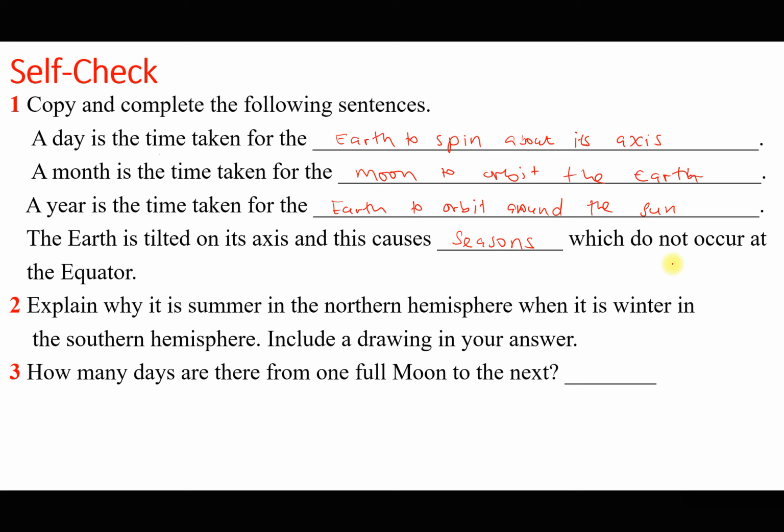Seasons do not occur at the equator, because at the equator we said the sun rays are incident onto the earth at the same angles. Explain why it is summer in the northern hemisphere when it is winter in the southern hemisphere. Of course, here you must be looking at the tilt of the earth and the rotation of the earth about the sun. How many days are there from one full moon to the next? So that is one complete month. That is 1 month, which is about 27.23 days, or 27 days, or 28 days. That is one complete month.